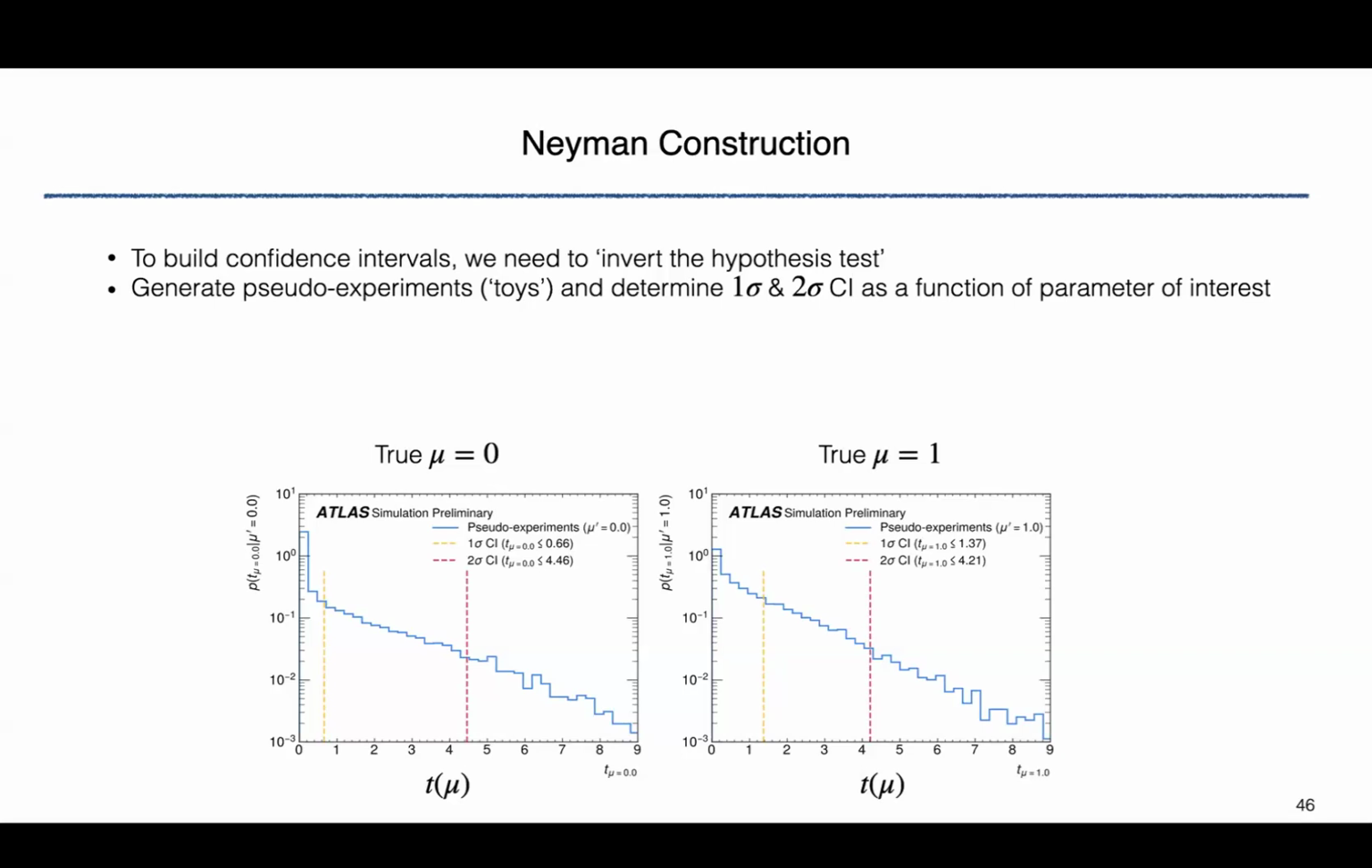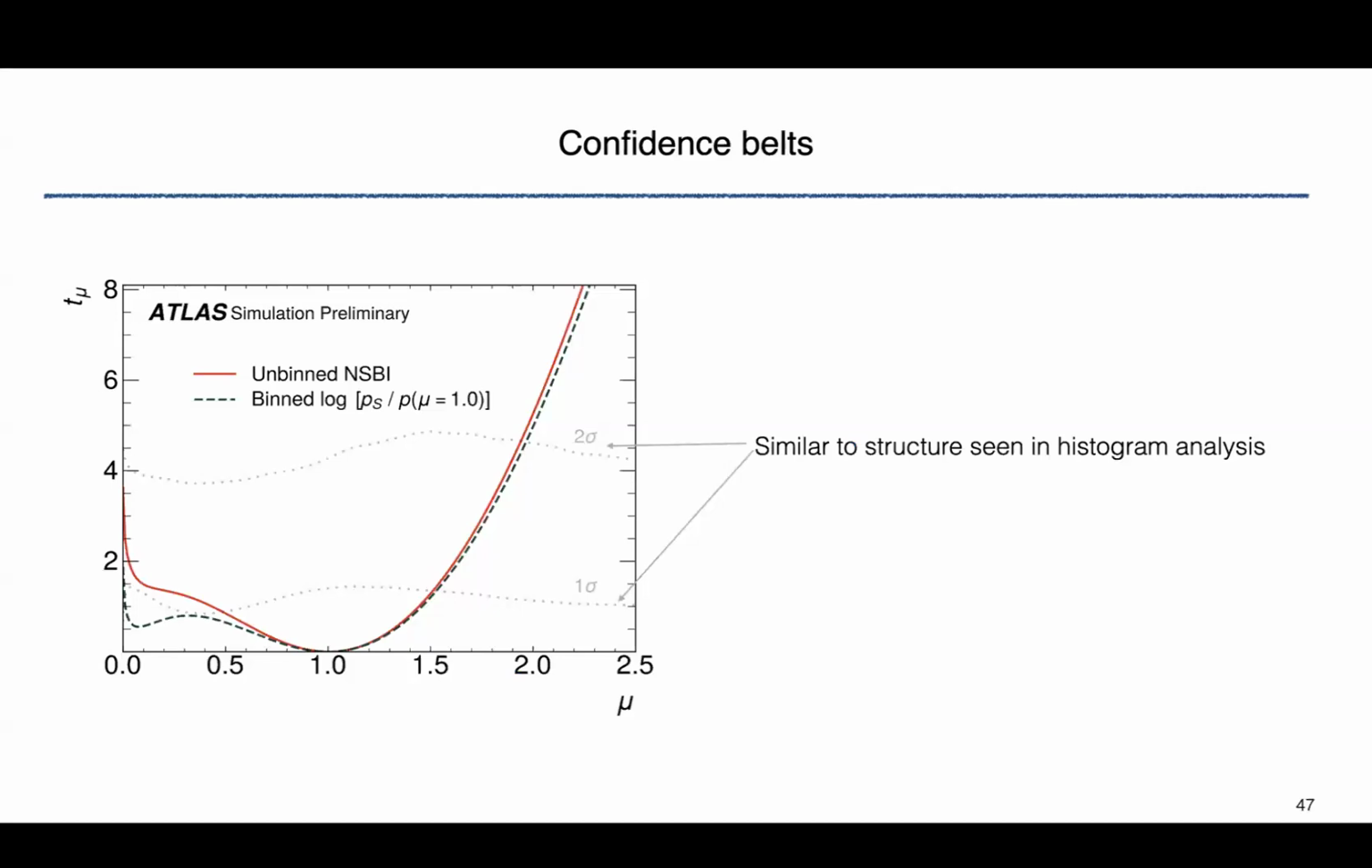And you do this for mu equals 0, 1, and you do it for every value of mu. So each dot you see here has been done in this very expensive way, and this gives you the confidence belts. So yeah, this is your negative log likelihood curve, and where it intersects, this gray line tells you your 1 sigma and 2 sigma limits.